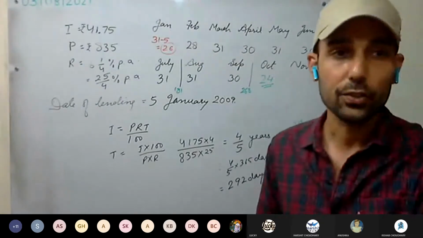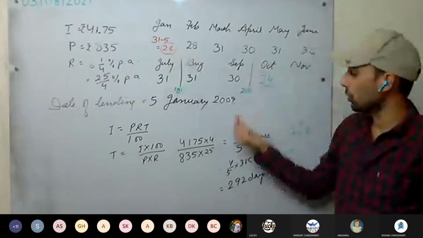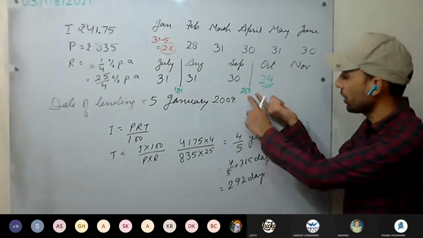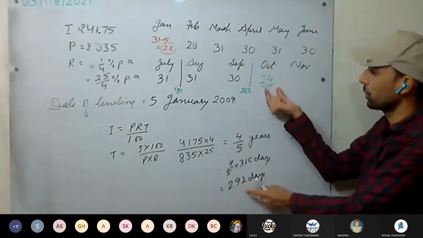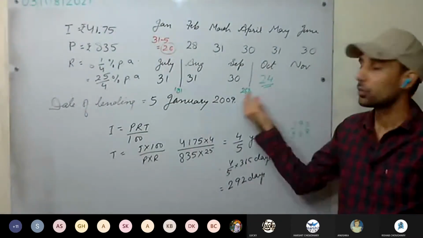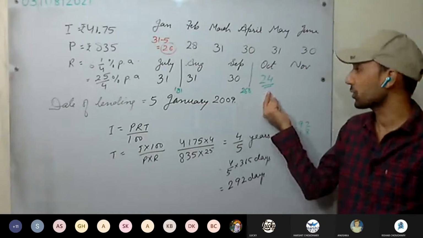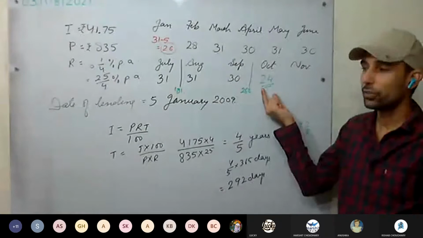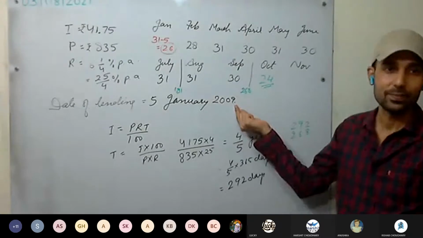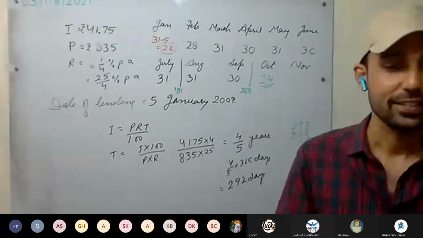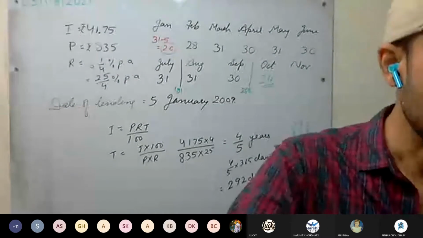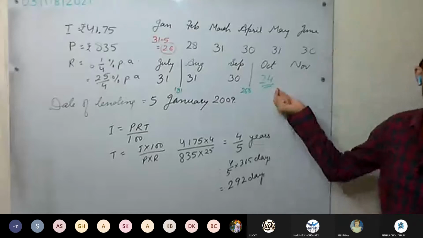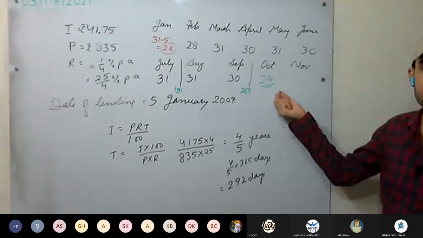Understood? Now if we add them all, it comes out to be 292 days. So up to 30 September, we have 268 days. Now the remaining days, that is the difference, will be from October. 24th October. So till which date has it been lent? Interest was paid up to 24th October 2009. Is this clear? Understood this question? Is this clear to all?